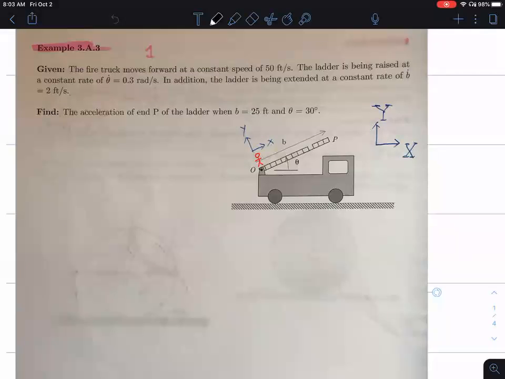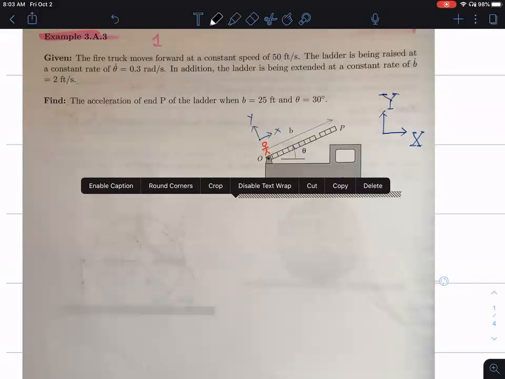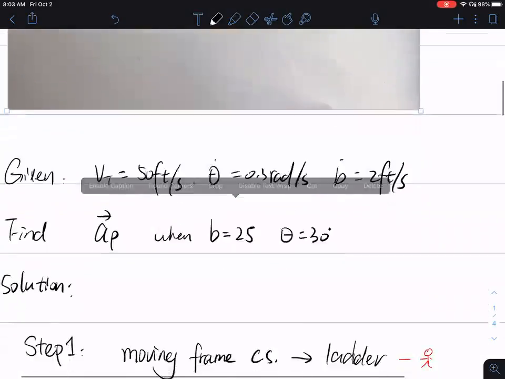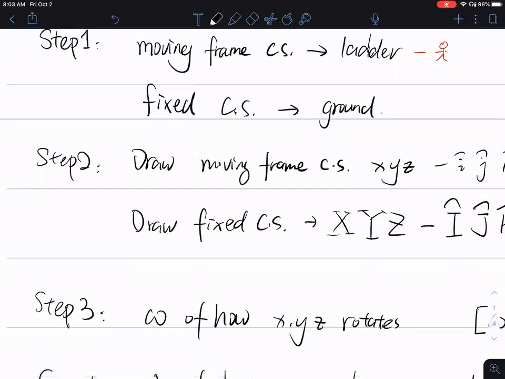Last time we did example 3A3. We use this example to introduce the six-step approach to solve problems in this chapter. Let's do a quick review of what we did. A fire truck has a ladder rotating and also extending. We used 6 steps. The first 2 steps are to define where's your moving frame coordinate system and fixed coordinate system. One should be on the ground, that's the fixed. The other one, the moving reference frame, the local coordinate system, should be on the ladder, fixed on the ladder.